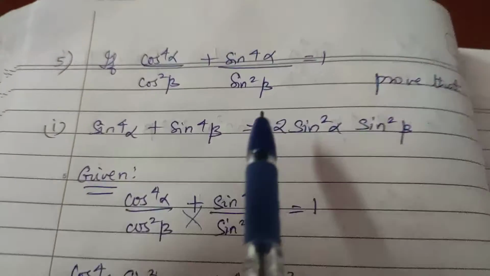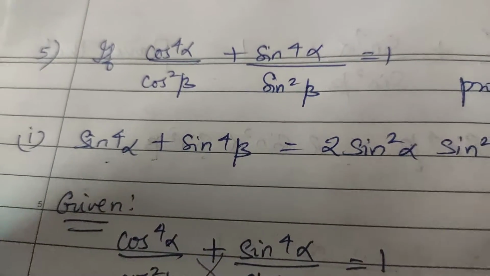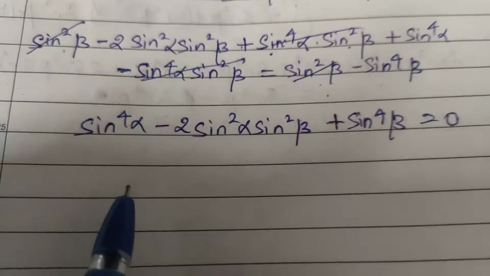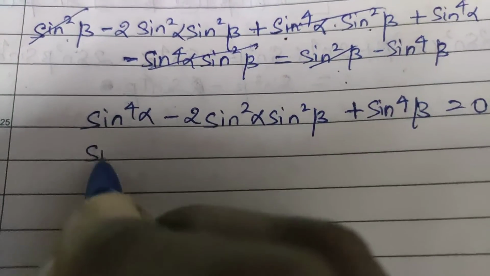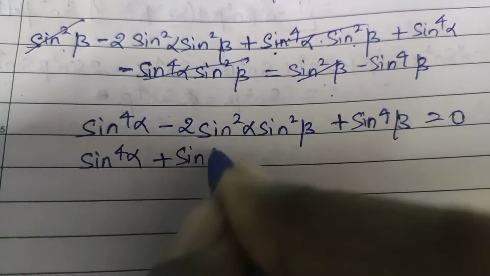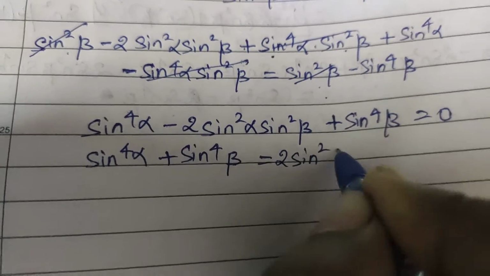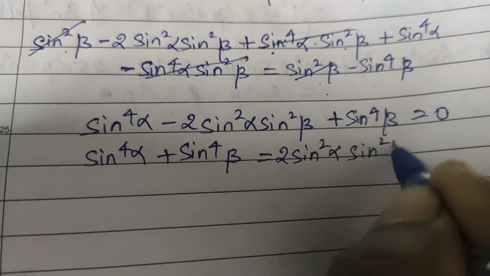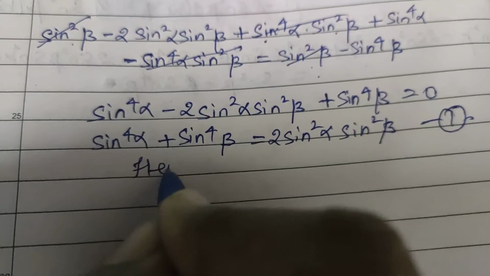But this must be proved. Sin power 4 alpha plus sin power 4 beta equal to 2 sin squared alpha sin squared beta. So I'll keep this here. According to the sum itself, sin to the power 4 alpha plus sin to the power 4 beta is equal to 2 sin squared alpha sin squared beta. So this is taken as 1, hence proved.